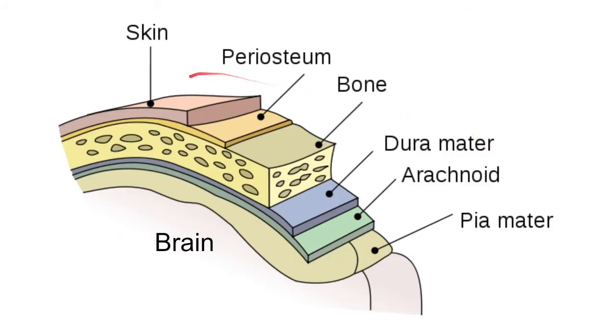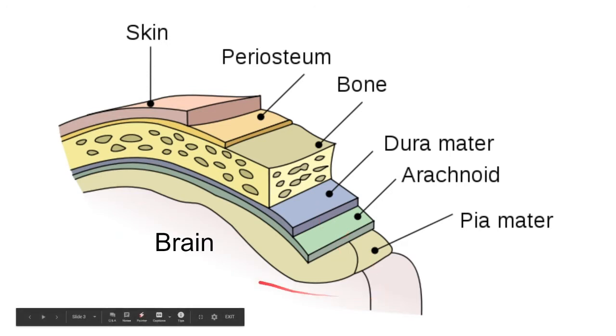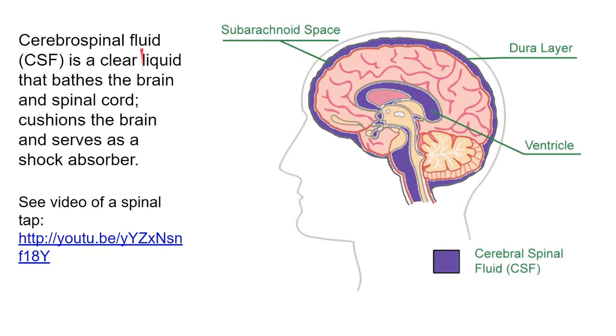So here when we zoom in, you have your skin on the outer layer. Underneath the skin, you have the periosteum, which directly connects to the skull bone. Then underneath the bone, you have the dura mater, the arachnoid matter, and the pia mater. And then underneath all that, you have the brain. The cerebrospinal fluid is found surrounding the brain itself, between the brain and the skull.